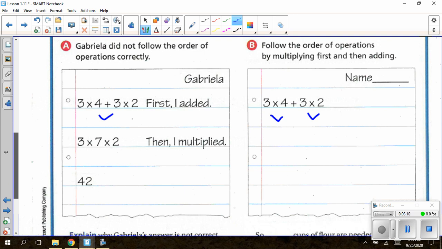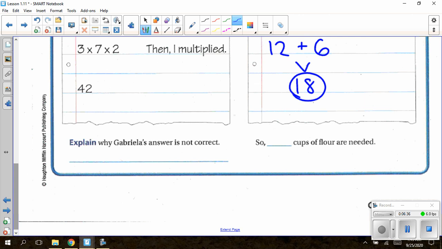I know that 3 times 4 is 12, and 3 times 2 is 6. I have to bring the addition sign down because I did not add anything together yet. And then my final step is to do 12 plus 6, which is 18. So my final answer is that 18 cups of flour are needed. And we can explain why Gabriella did not get the answer correctly, and that is because she added before multiplying.